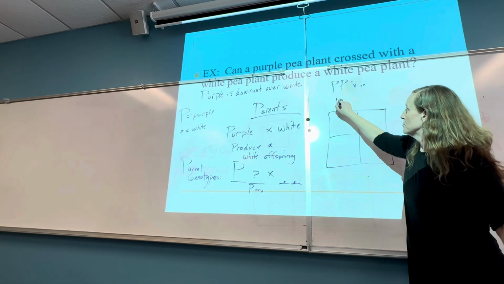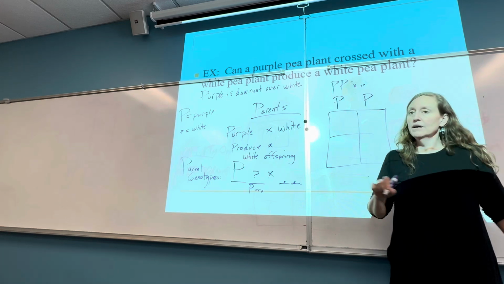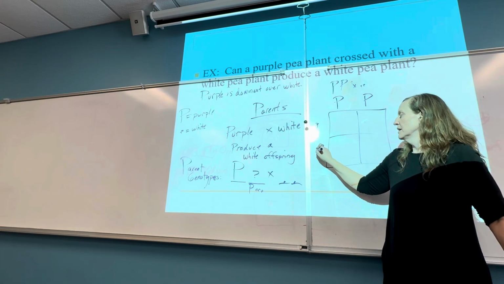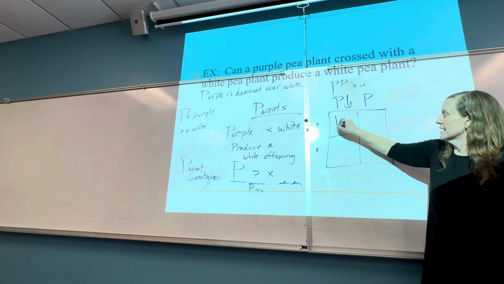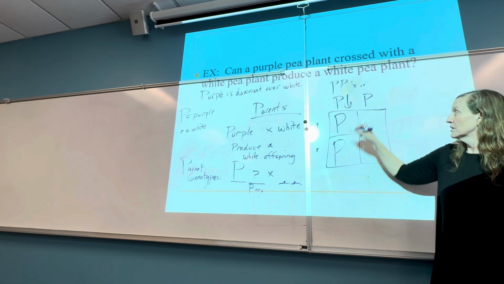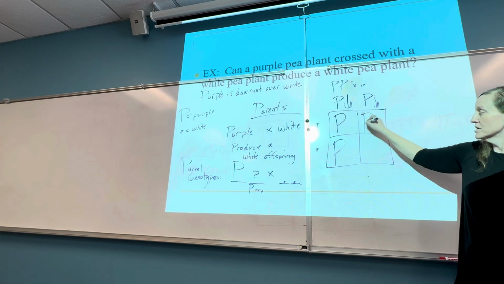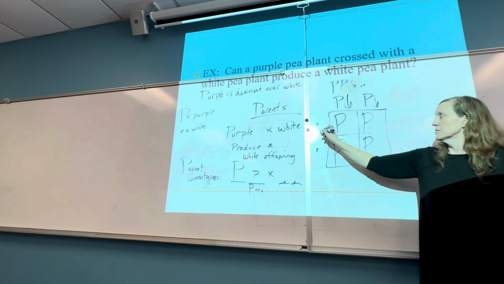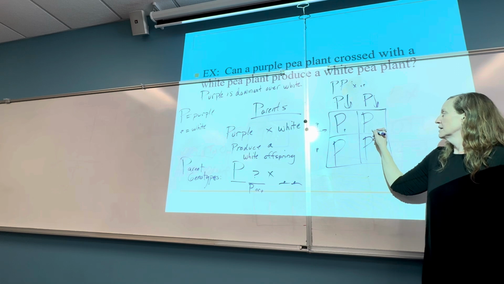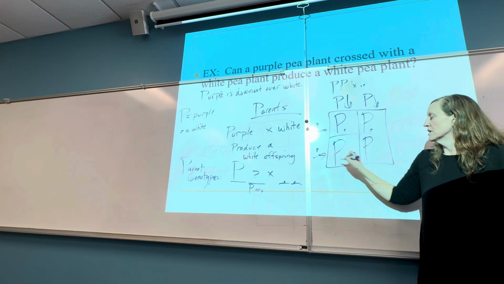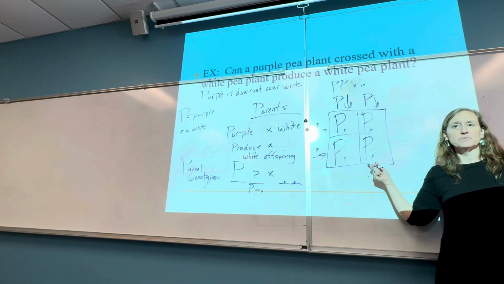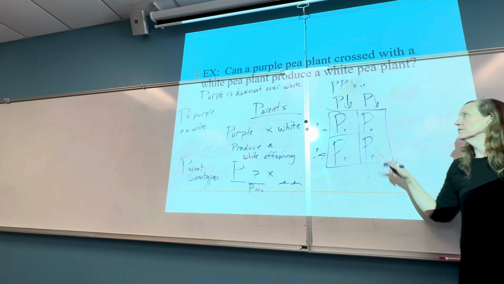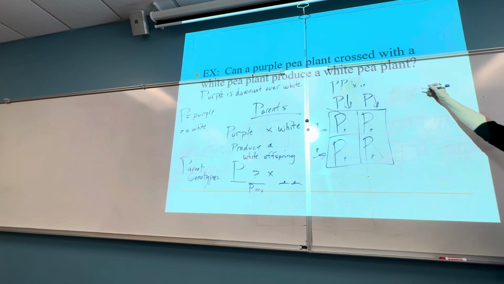So if we take our big P possibility with little p, I'll put these big P's down, put little p across, and little p across. Do I get any white offspring? No, right? Okay, so just to show my work, I'll try the other possibility.